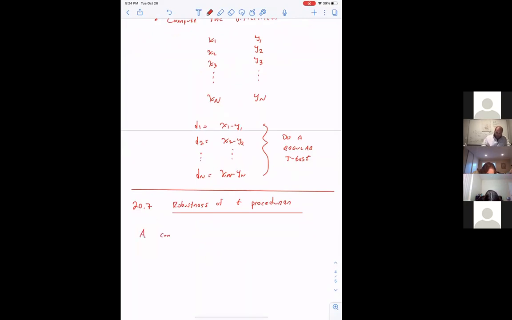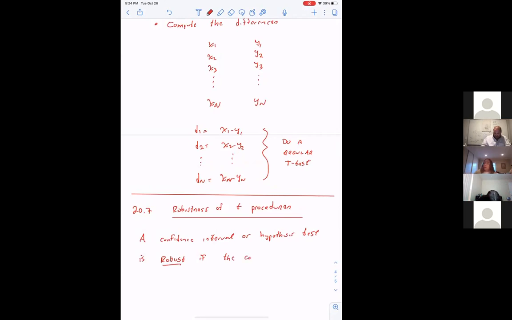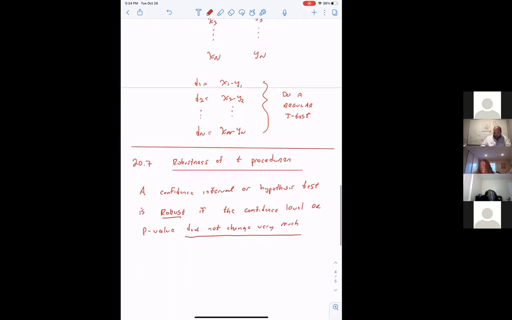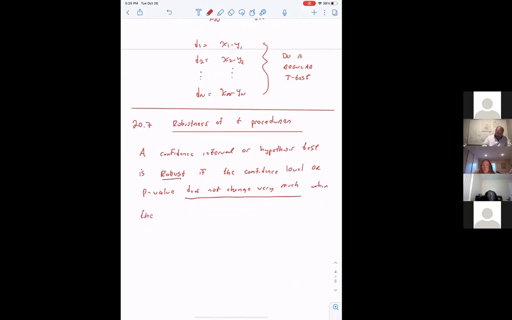So a confidence interval or hypothesis test is robust if the confidence level or p-value, depending on which one you're doing, does not change very much when the conditions for its use are violated.